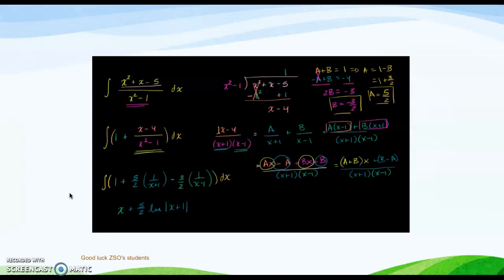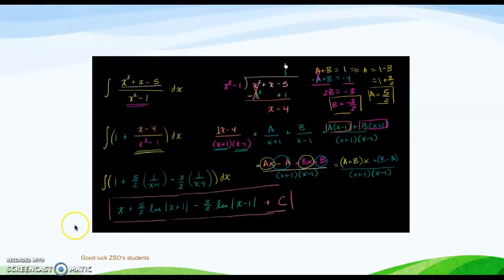And over here, this is going to be minus 3 halves times the natural log of the absolute value of x minus 1. That's the same logic of how we would take the antiderivative there. And of course, we cannot forget our constant. And there we have it. We were able to integrate. We were able to evaluate this expression.